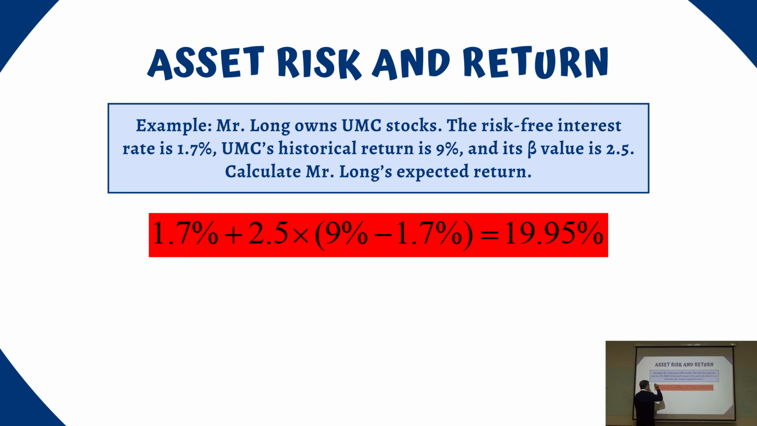then you get 19.95%. I made a mistake here. This is not the historical return for UMC. This is the market historical return, not UMC's. This is the market return. And beta is the change with the market. Okay?